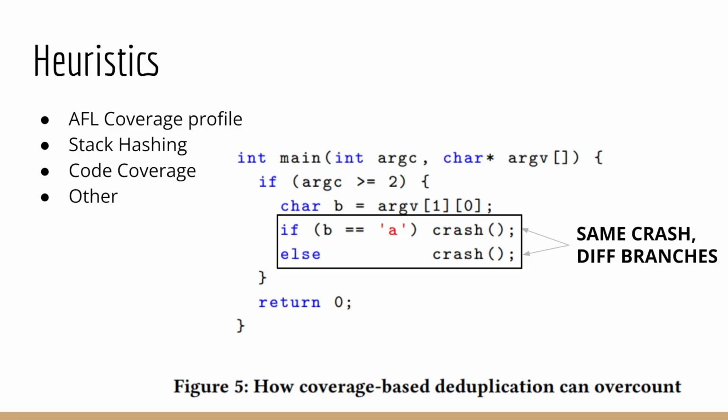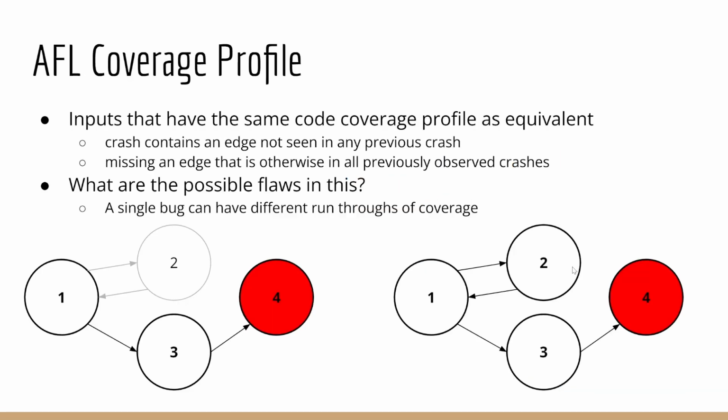However, it's very difficult to find ground truth, because you need a developer to get in there, apply a fix, and see how many bugs that fixes, and it is a whole process. So many papers try to skirt around it with different heuristics, like the AFL coverage profile, stack hashing, or code coverage, which I will explain pretty briefly here.